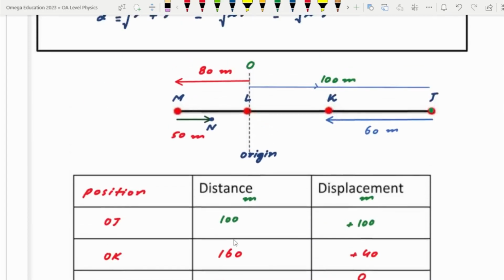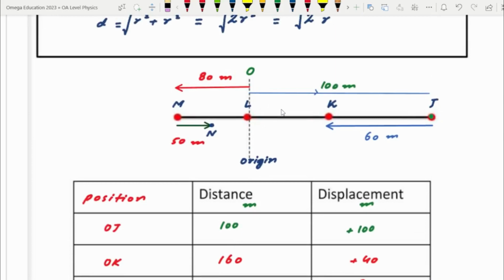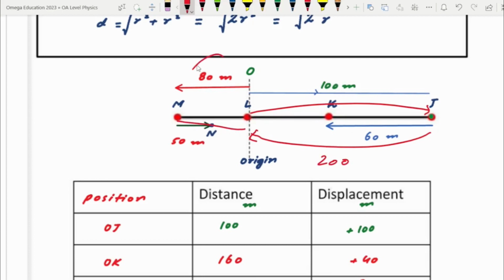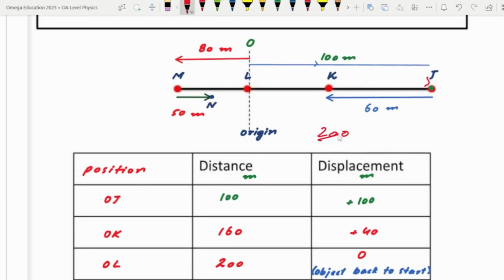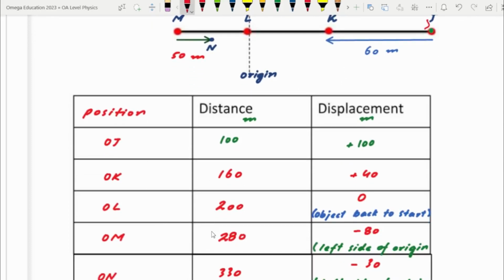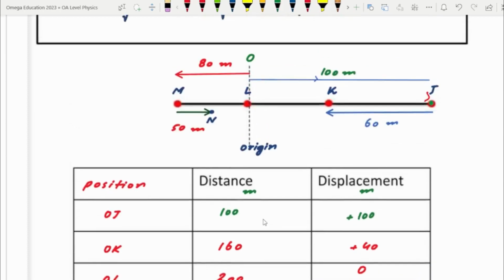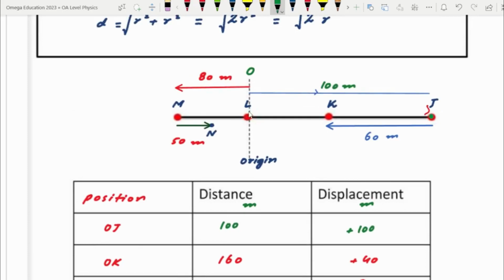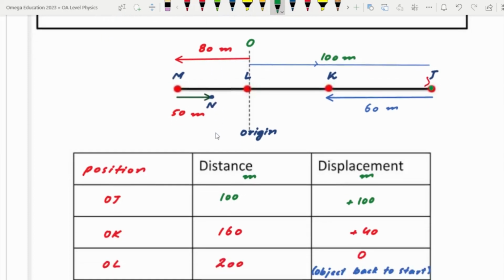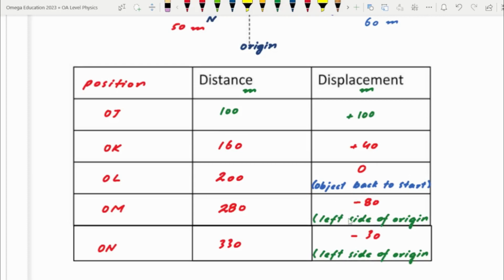Then you have from O to M. We move the same way, from here to J, back to L. So 100 plus 100, 200. Then we move 80 meters to the point M. So we move a distance of 280 meters. Then let's talk about the displacement. Displacement would be represented by the shortest distance between these 2 points. How much is that? 80 with the negative sign. Negative sign because we are on the left side of the origin, which I'll explain in sign convention as well. So this one would be negative 80 because you're on the left side of the origin.